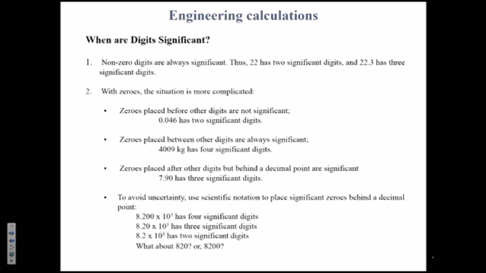So the rule that we use is that you use scientific notation, okay? You may have the same number, but you can use scientific notation to get rid of this zero problem. So if you write 8.200 times 10 to the power 3, which is the same as 8.20 times 10 to the power 3, which is the same as 8.2 times 10 to the power 3, numerically they're all the same, but sig digit wise, they're all different. This has 4, this has 3, this has 2 sig digits. Okay? What about these numbers? What about 820?